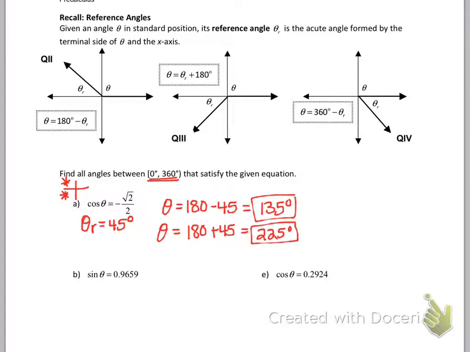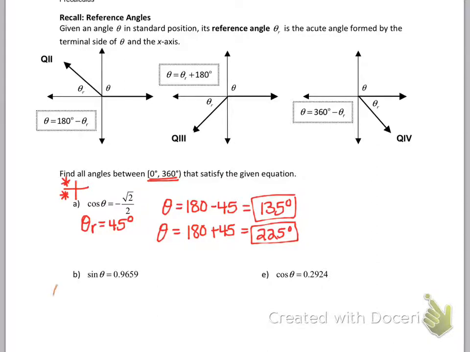Now, for letters B through G, the table of values doesn't help us. We actually need the calculator to find the reference angle, because those decimals are not the exact values we have on our chart. So the first thing you need to do to find that reference angle is use the trig inverse function, then determine where it's going to lie and then find the angles. So let's go ahead and do one.